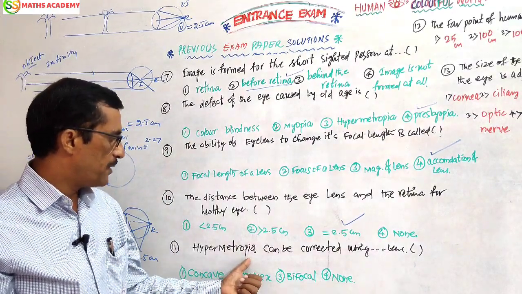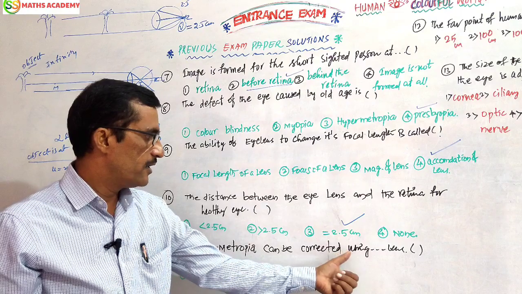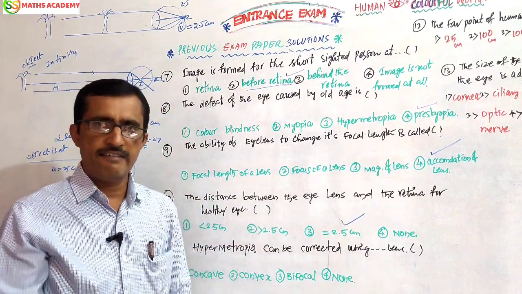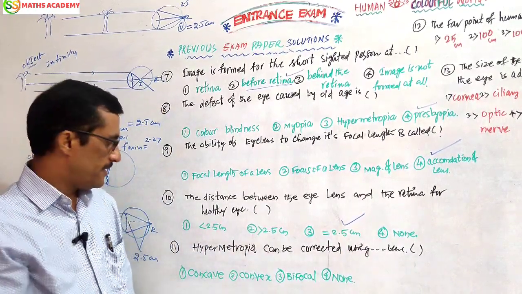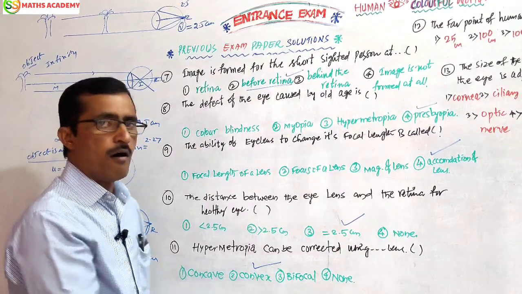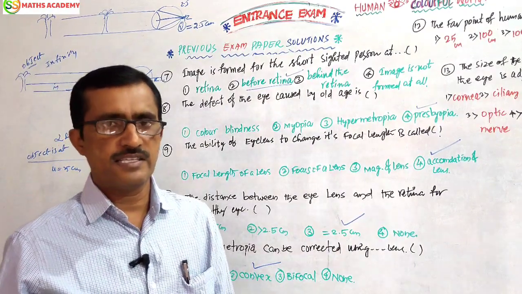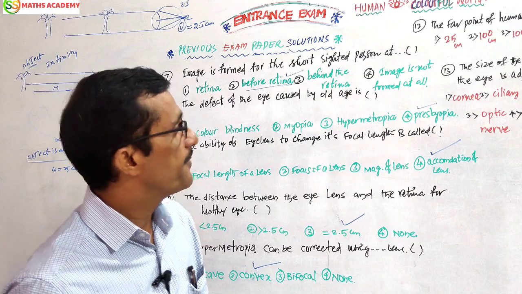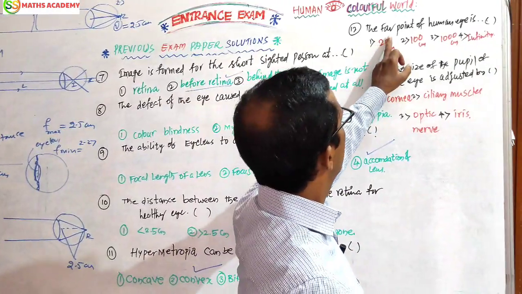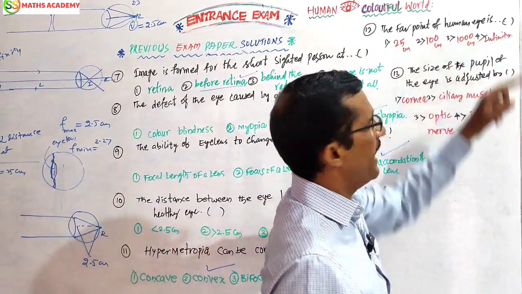Next, hypermetropia can be corrected by using dash lens. We have already discussed this in the previous class. So we have to use the convex lens. Convex lens.